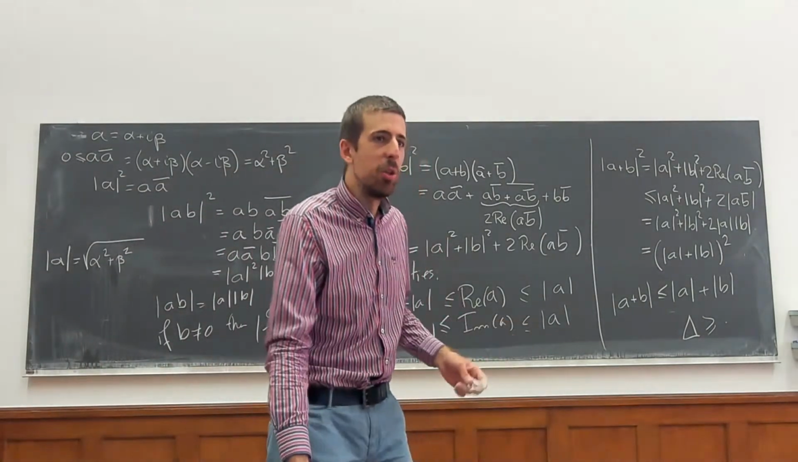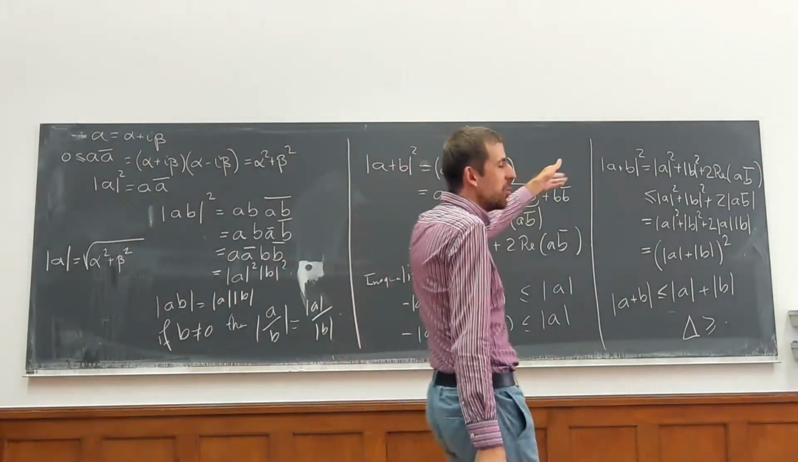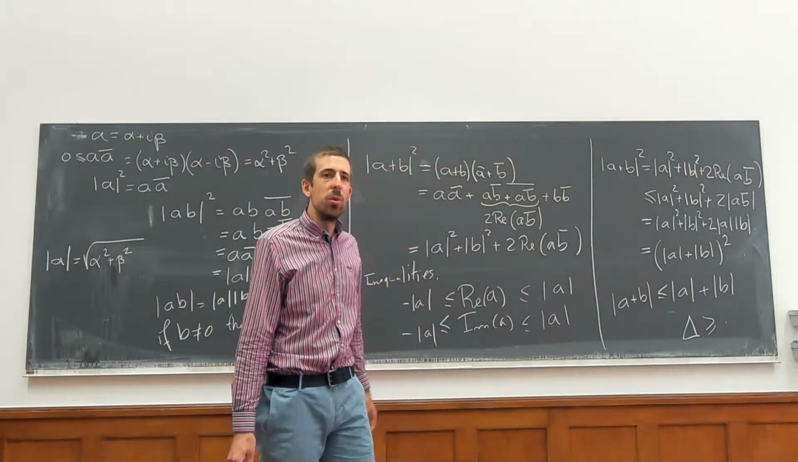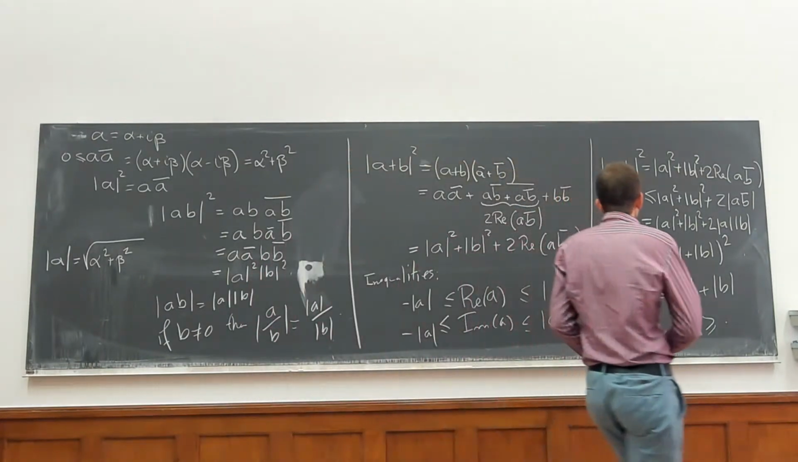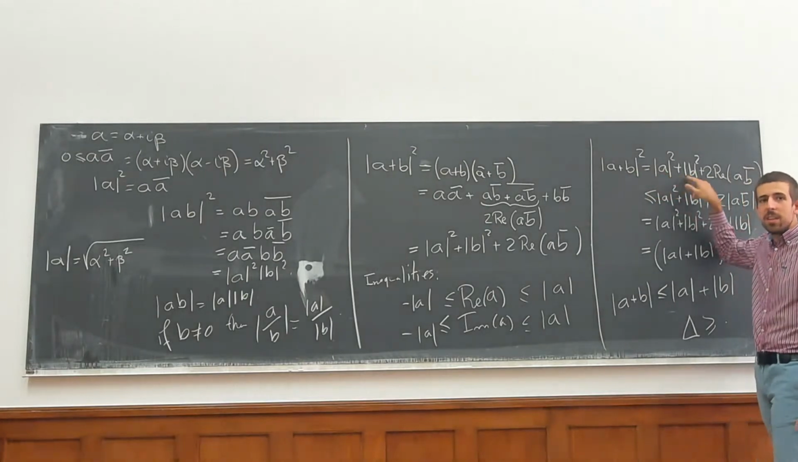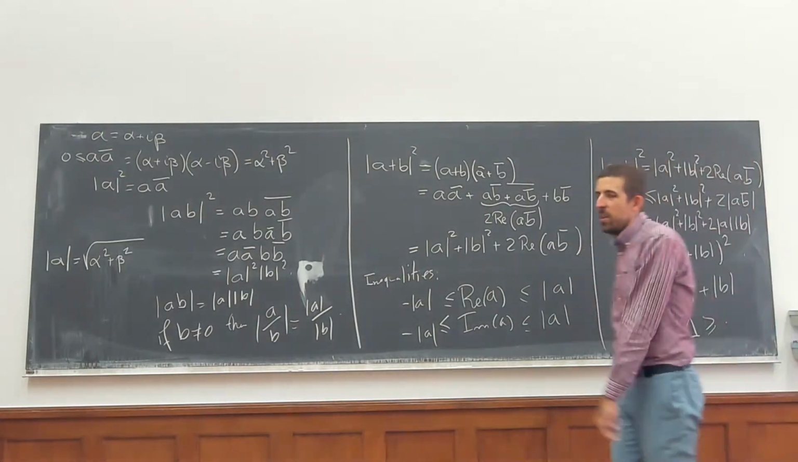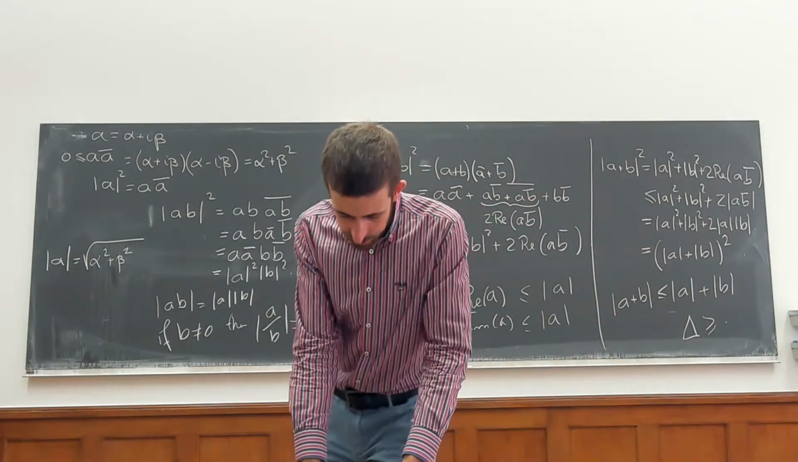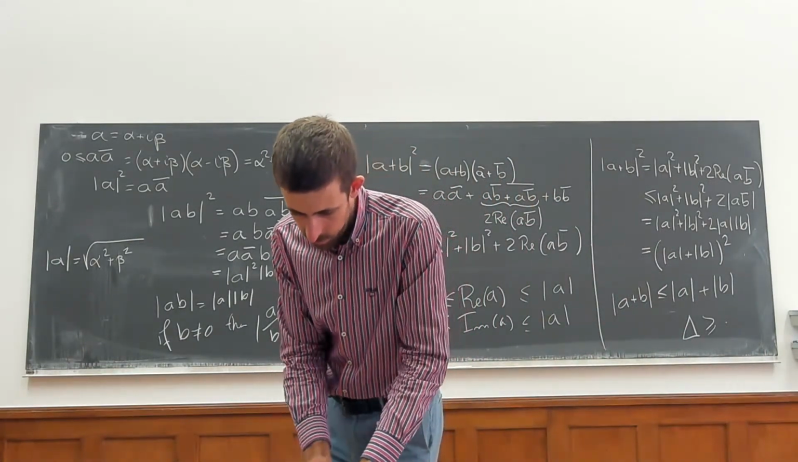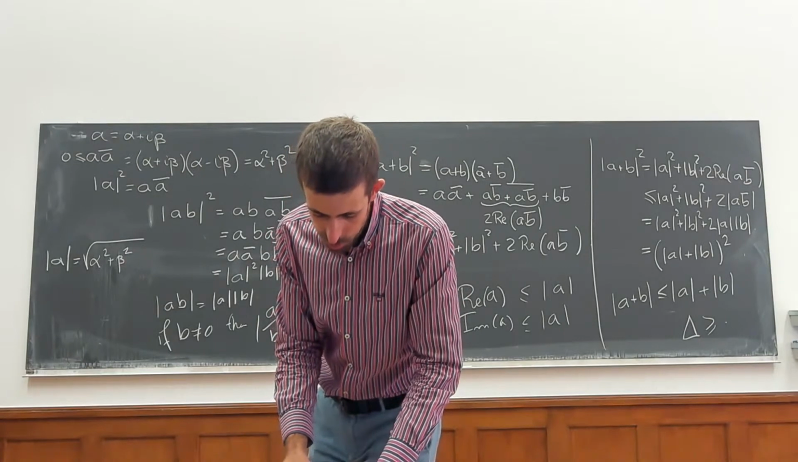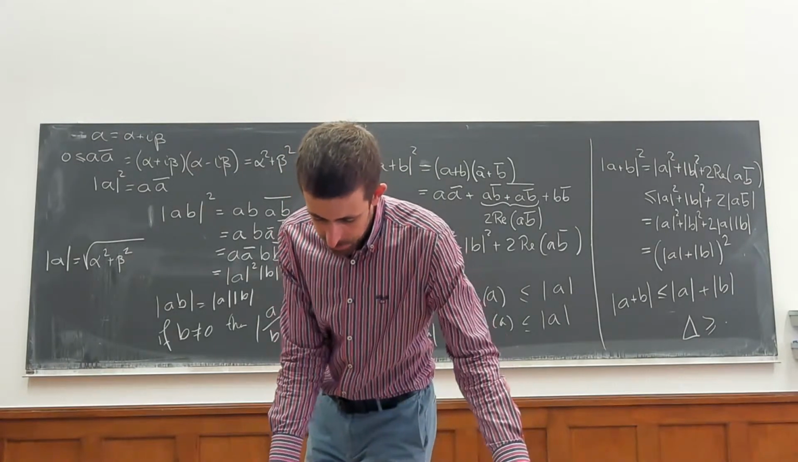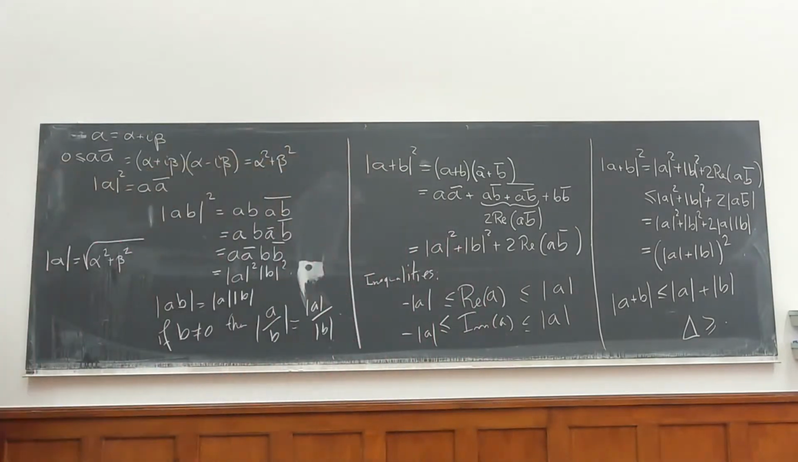And of course, you can do this with any number, you don't need to do it just with A and B. If I have A, B, C, D, and so on, the norm of the sum is going to be smaller or equal than the sum of the norms, and the proof is exactly the same. Okay, so we're almost getting into the first surprising statement, not quite yet.